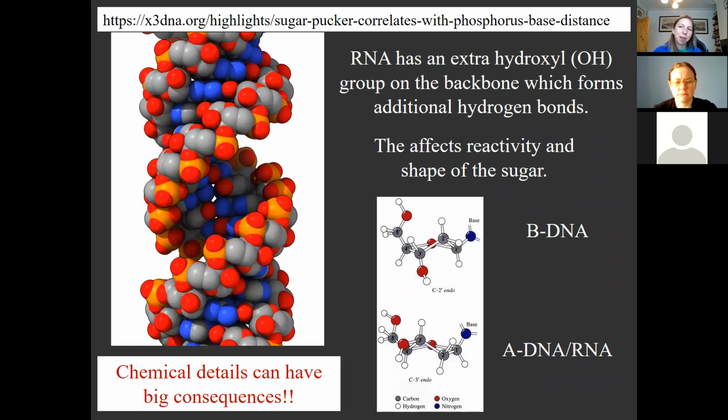But this extra OH group also affects the shape of the sugar in the RNA backbone compared to DNA. So the sugar has a different shape. It has a different pucker depending on whether you've got B DNA, or you can have A DNA as well. That happens when it's dehydrated. But if this sugar changes shape, and the hydroxyl group tends to make it want to change shape, then that changes the conformation of the backbone, and that is what is changing the nature of the helix itself. So the take-home message from here is that this tiny change, just the addition of 2 atoms, can have enormous consequences. So in this case, between DNA and RNA, they have helices of different shapes because of this very, very minor chemical change.